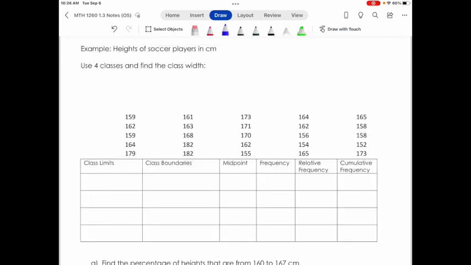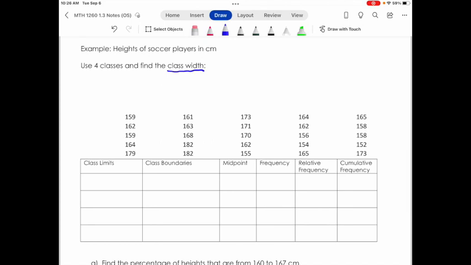In the second example, we are going to go over how to organize data in a frequency chart. We'll be using frequency charts quite a bit later when we get into chapter 2. The first thing you need to discover is you need to find the class width.